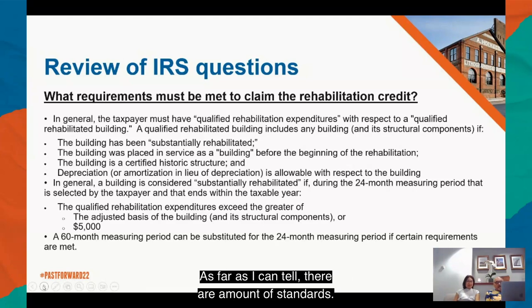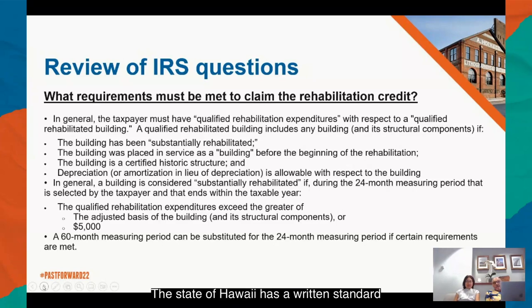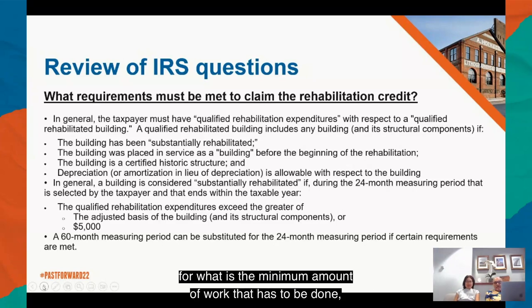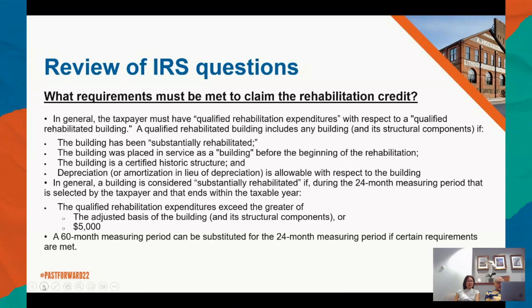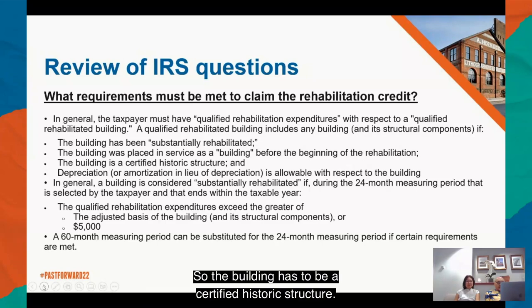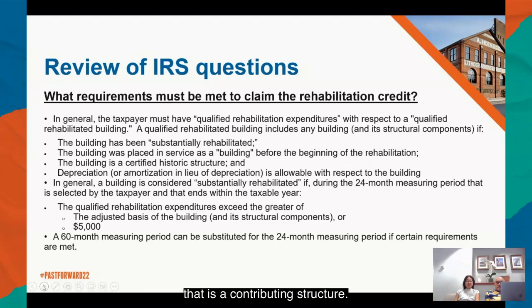As far as I can tell, there are no standards. The state of Hawaii has a written standard for what is the minimum amount of work that has to be done, against the total value of the building itself, but you don't find that in the federal guidelines. The building has to be a certified historic structure. As I said, that's a National Register building or a building in a National Register district that is a contributing structure.